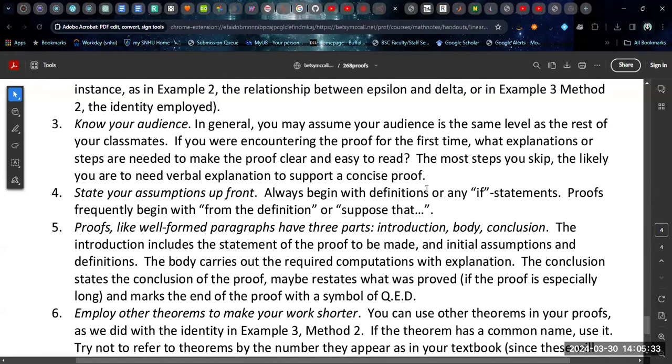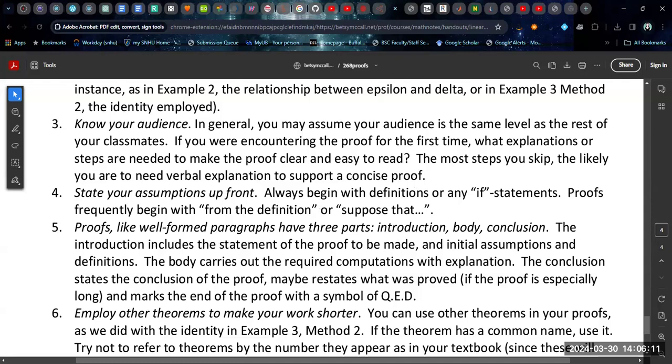In general, you may assume your audience is the same level as the rest of your classmates, or maybe just slightly behind you, like maybe a week or two behind you. They're seeing this proof for the first time. So if you were encountering the proof for the first time, what explanations or steps are needed to make the proof clear and easy to read? Again, if you were to read it out loud, the more steps you skip, the more likely you are to need a verbal explanation to support a concise proof. So especially if you're skipping steps, explain what you did.